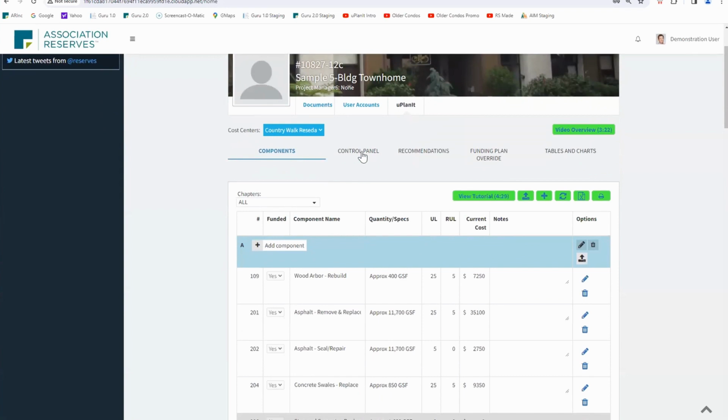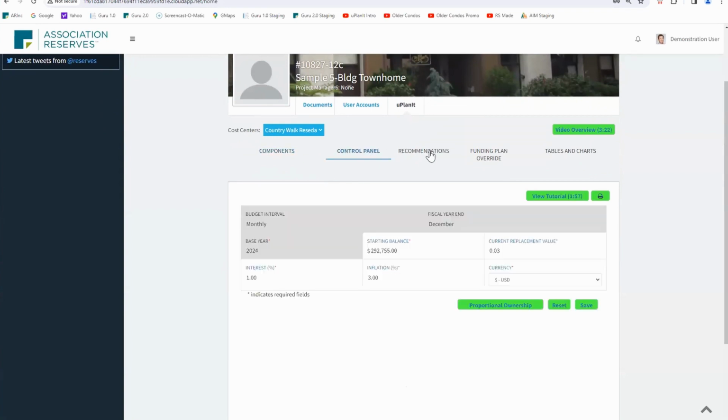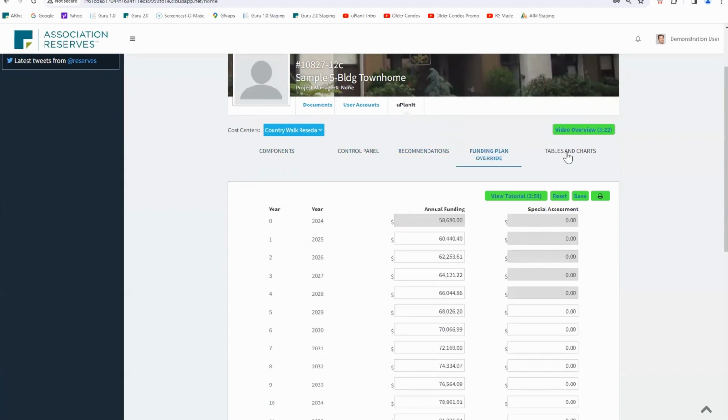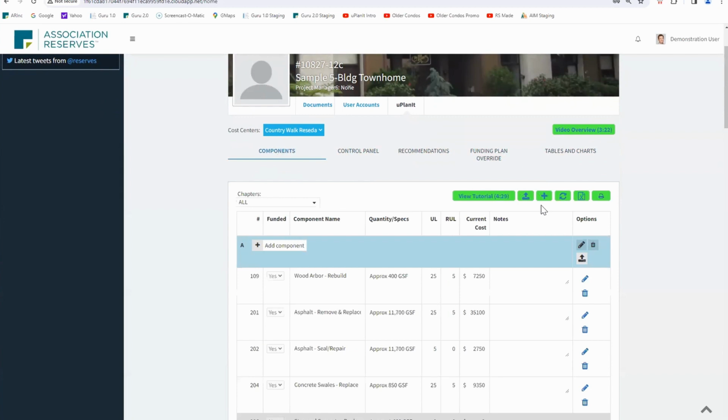It starts with components. Then we have some financial information. You can deal with the funding plan, some custom work you can do here, and then all the tables and charts. But let's start with the components, which again are the foundation of every reserve study.